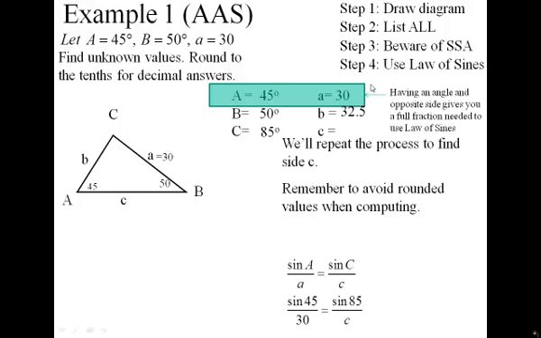Now what we're going to have is sine of 45 again, or sine of big A over little a, is equal to sine of this 85 over that little c. Try that on your own. Make sure that you can calculate it. Pause me because I'm about to reveal the answer. And there it is. It's approximately 42.3.